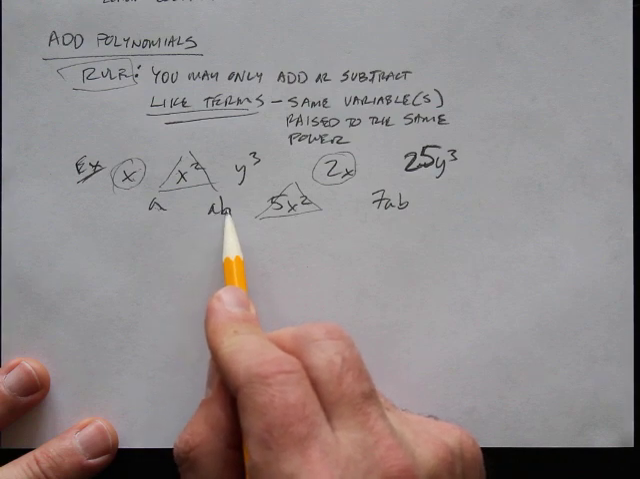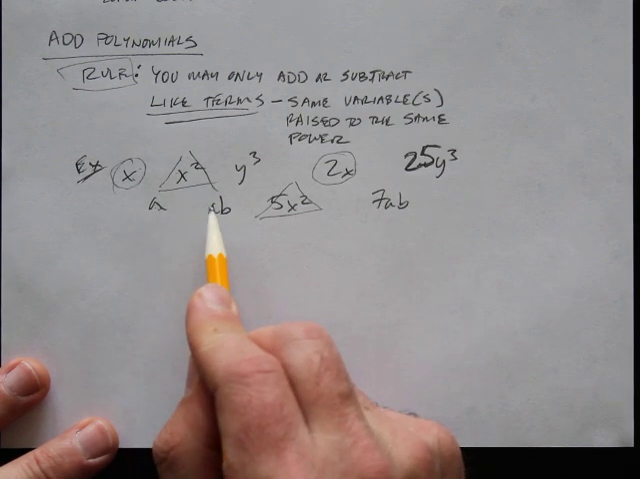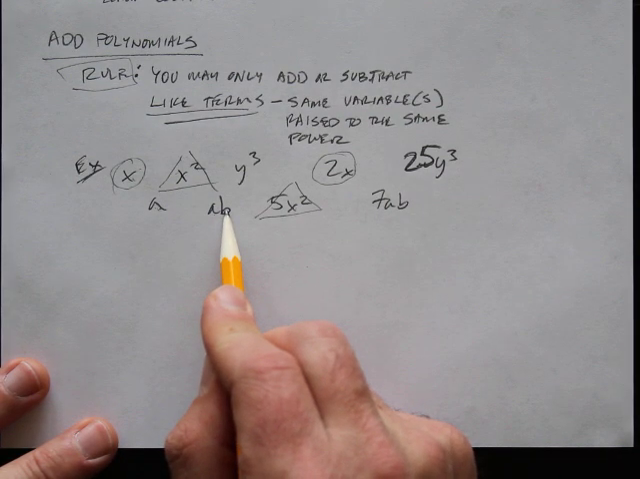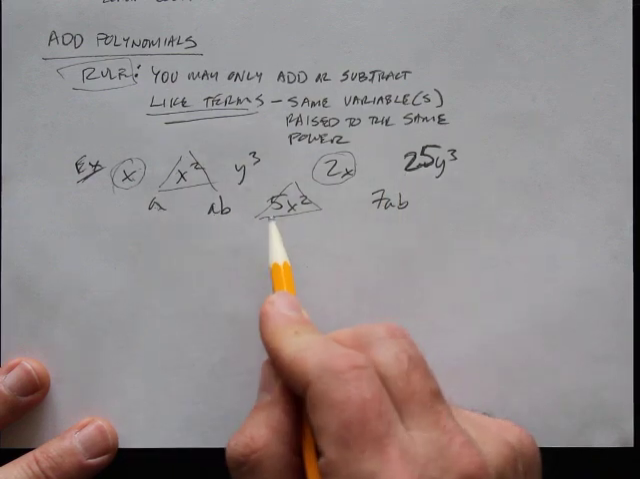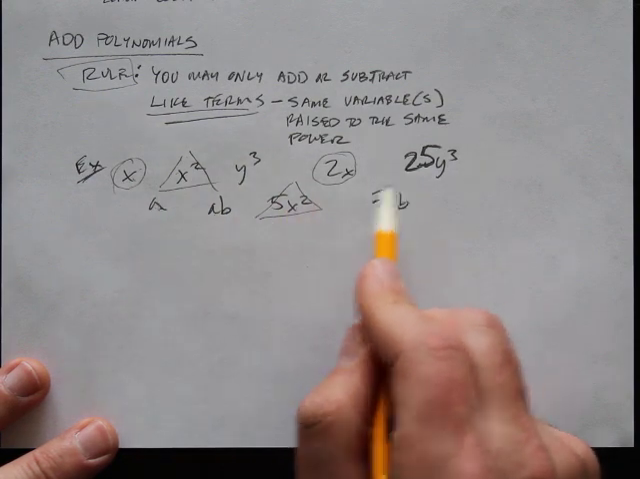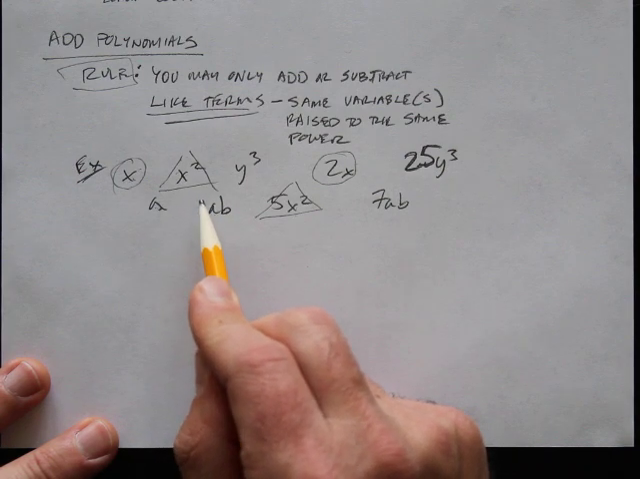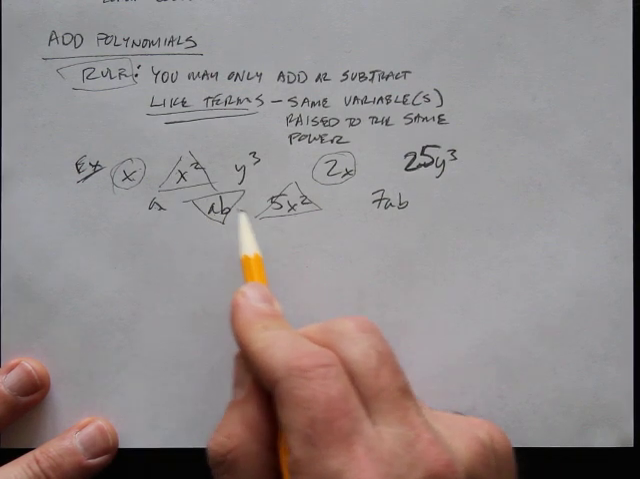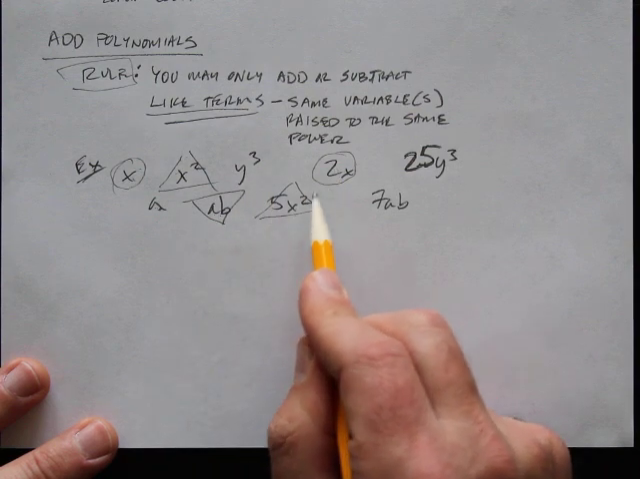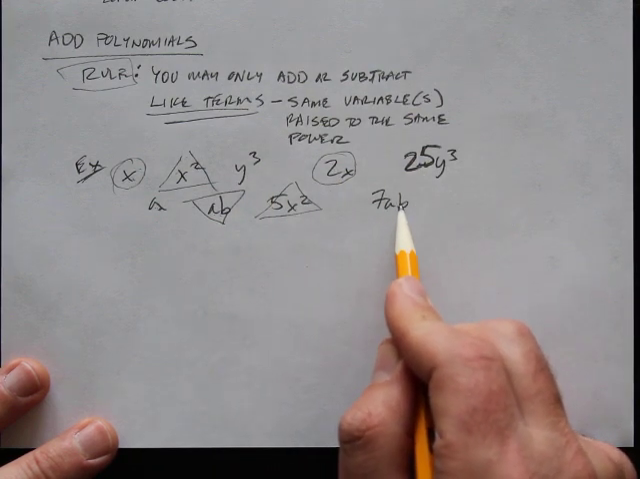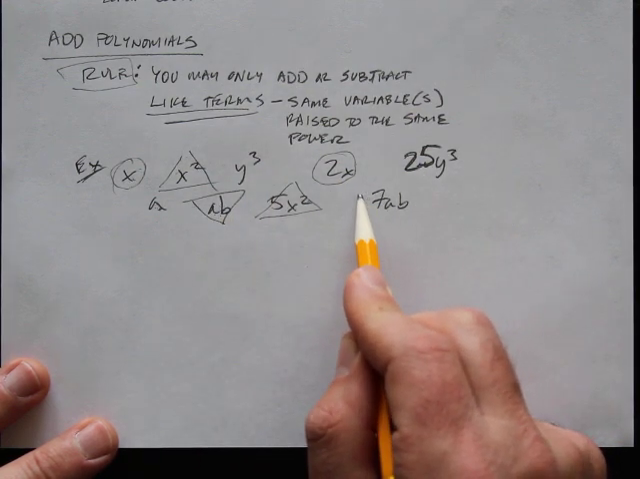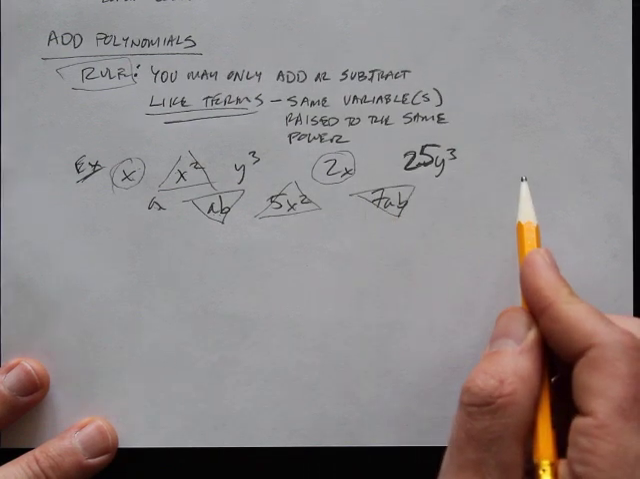Notice how this one is ab. These are not like terms. This is a times b. So these are not like terms. A is all alone. There aren't any other like terms here to this a. AB, however, let's do an upside down triangle for AB. There is another term here that has AB in it, and they're both raised to the power of 1. There we go, upside down triangle.